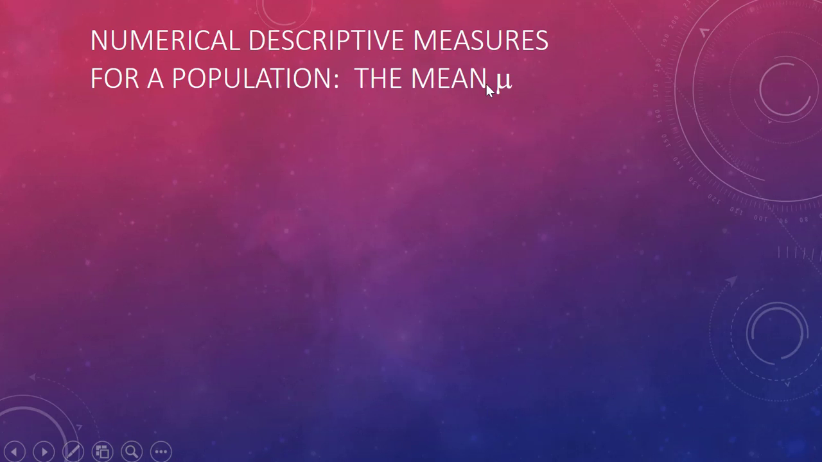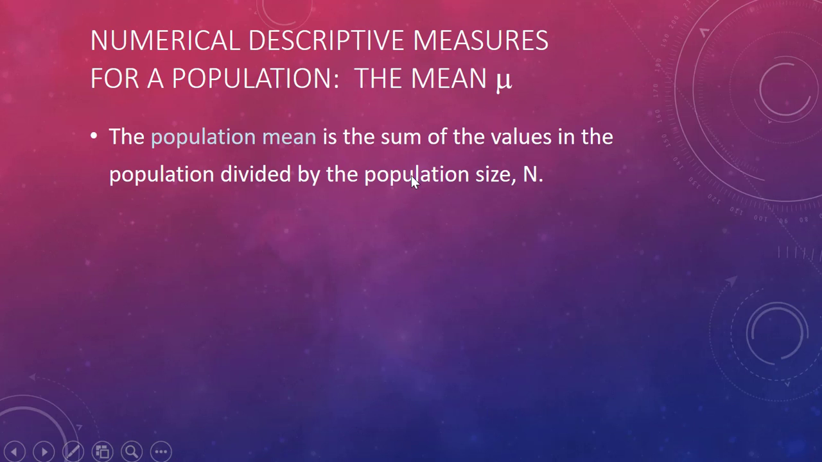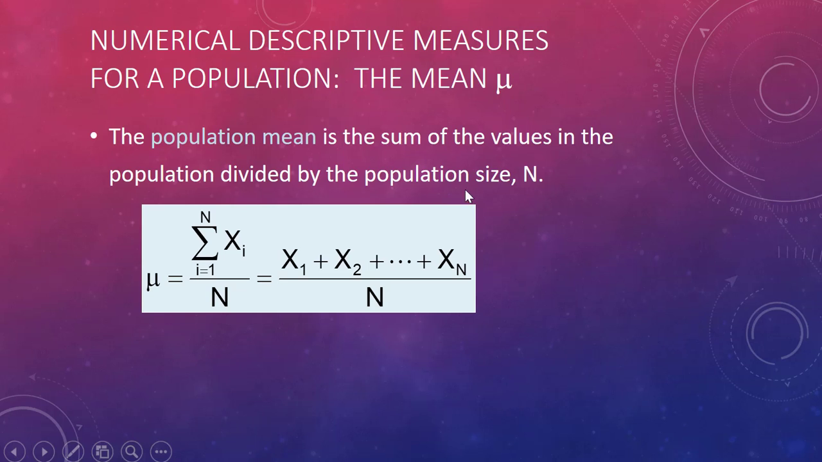For the population mean, it's the sum of all the values in the population divided by the population size. So exactly the same as the mean for the sample. Sum up all your values, divide by how many there are. Only difference, you divide by the population size instead of the sample size.